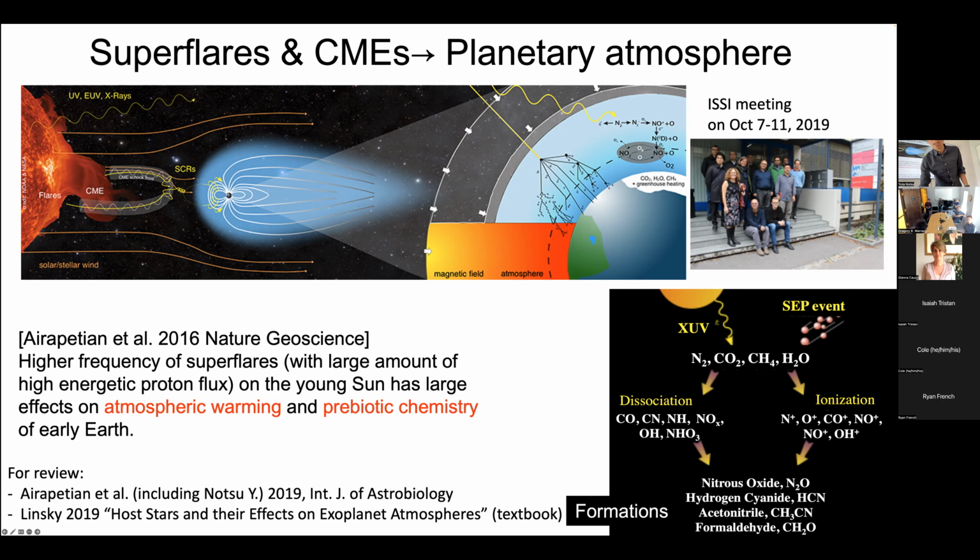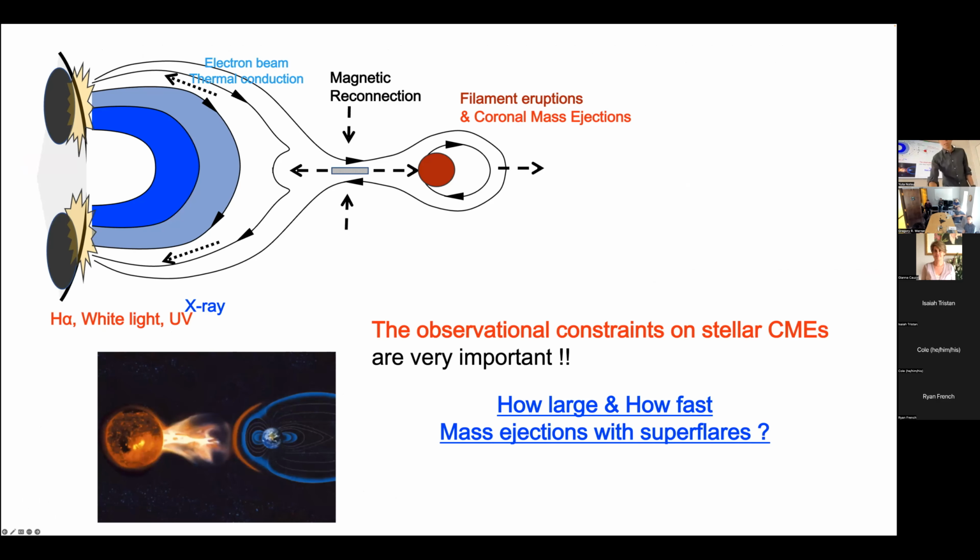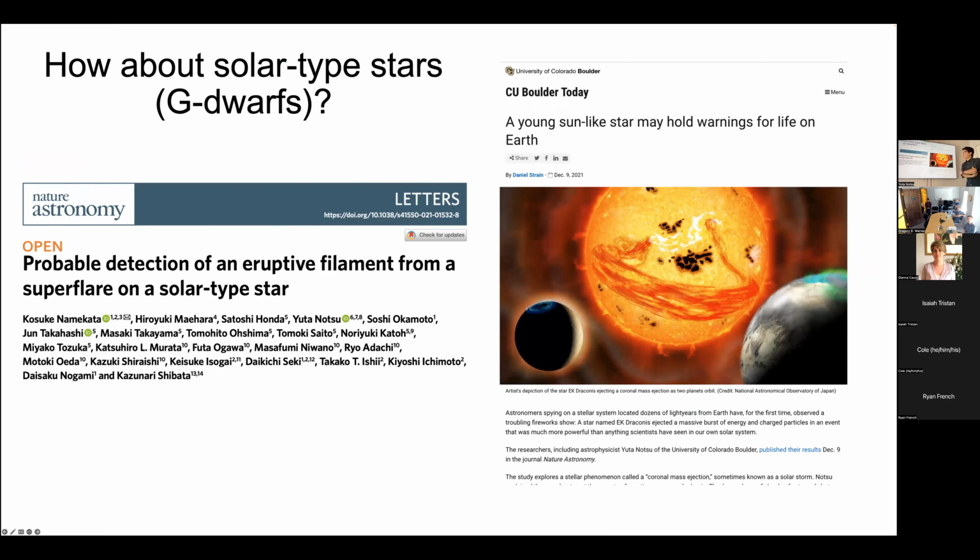So now, stellar CME observation is very important. And recently, we detected, in this paper, a possible detection of a stellar coronal mass ejection associated with superflares. This was published in Nature Astronomy last December, and we have the press release also. I'll explain.